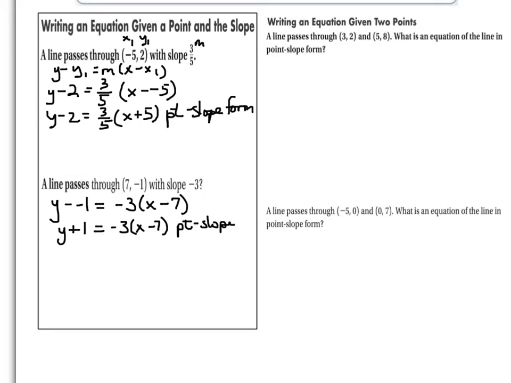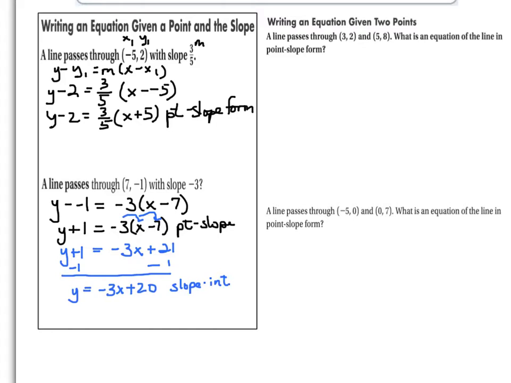If they want it in slope-intercept form, we're going to distribute this. So y plus 1 equals negative 3x plus 21. Okay, and then I'm going to subtract 1 from each side because I want to get y by itself, so y equals negative 3x plus 20. This is slope-intercept form, which is what we talked about before in section 2.3. y equals mx plus b.